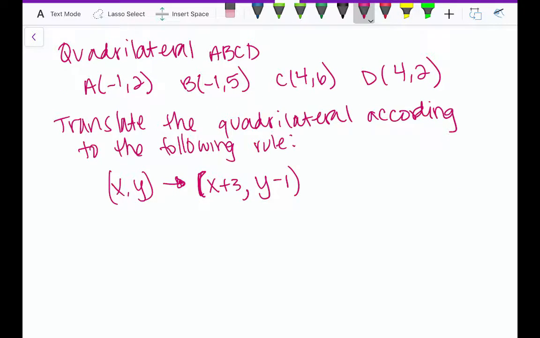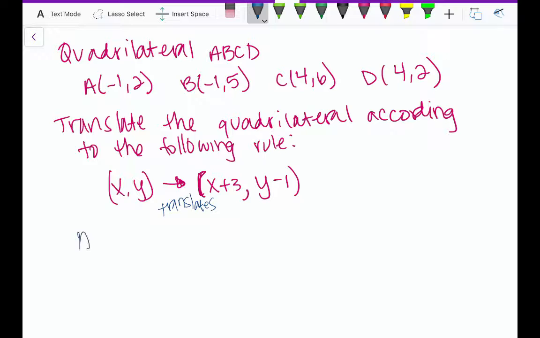So we're looking at this problem. We have quadrilateral A, B, C, D, and there are the coordinates for those points. And we want to translate the quadrilateral according to the following rule. And that rule is x comma y translates to x plus 3 comma y minus 1. So we're just going to do those operations. We're going to add 3 to our x, and we're going to subtract 1 from our y.